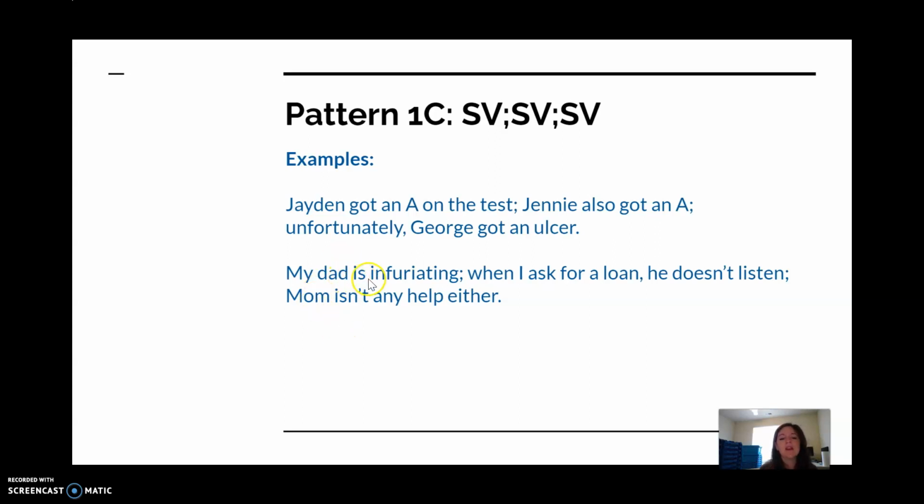With this one, it's a little different. It doesn't use the parallel structure, so it's not as witty. But we have: my dad is infuriating. Why is he infuriating? When I ask for a loan, he doesn't listen. And also on top of that, mom isn't any help either. So again, it has this kind of compounding information that the writer wants to be connected. So instead of using periods that would really separate these ideas, they use semicolons to show that they want it considered all together as being a problem.